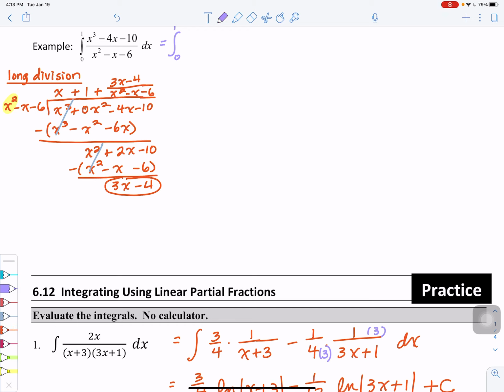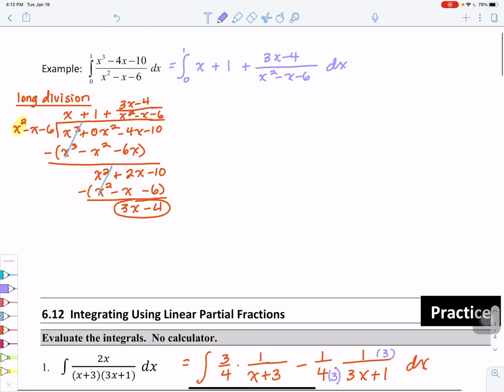Now, we'll go up here and we'll write that. The integral of x plus 1 plus 3x minus 4 all over x squared minus x minus 6 dx. Now, what do you notice? We need partial fractions. So this right here we will have to write with partial fractions. I'm going to give myself a little bit of room here and go ahead and take care of that.